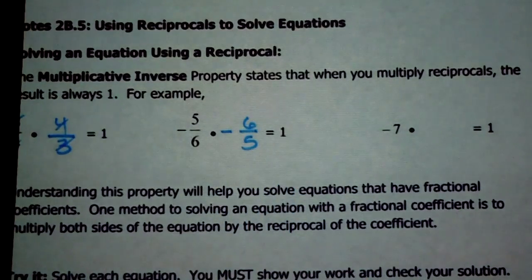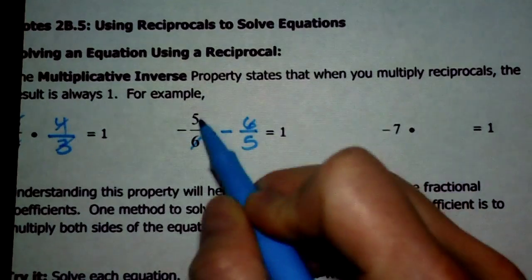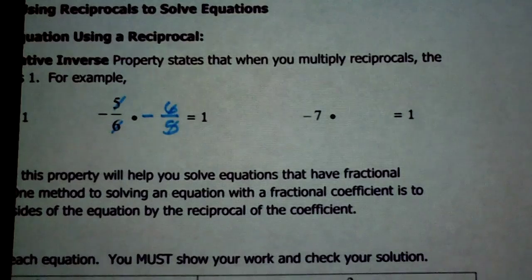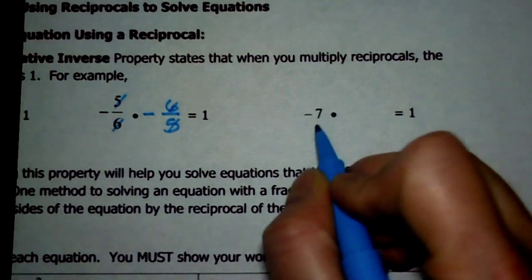And if I say you're going to get 1, that means a positive 1, so you need to keep the sign. Because when you multiply the same signs, that is how you get a positive. So again, those 6's would cross cancel, those 5's would cross cancel. You're left with 1.